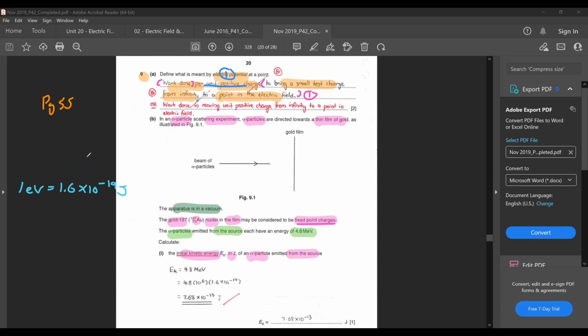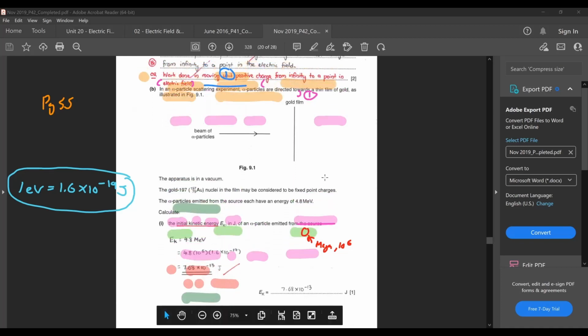This is the conversion from eV to joules that you will use. So when you see this MeV here, this M is actually a prefix mega, 10 power 6. So when you want to change from 4.8 MeV, you just need to remember to multiply by 10^6, followed by 1.6 times 10 power minus 19, giving you the kinetic energy of 7.68 times 10 power minus 13 joules. Okay, so this is pretty straightforward.